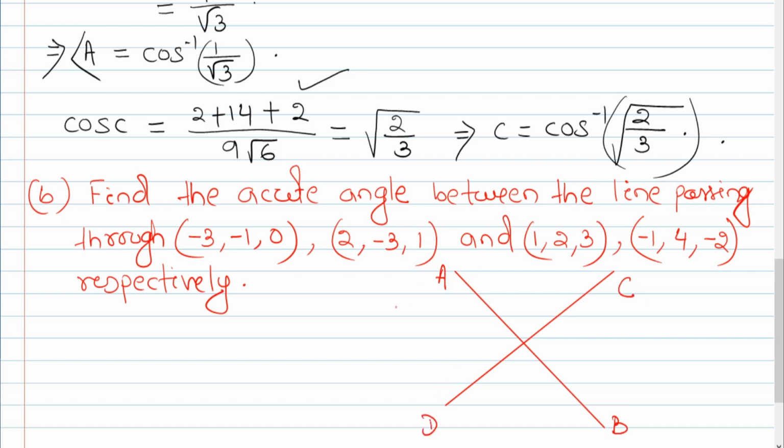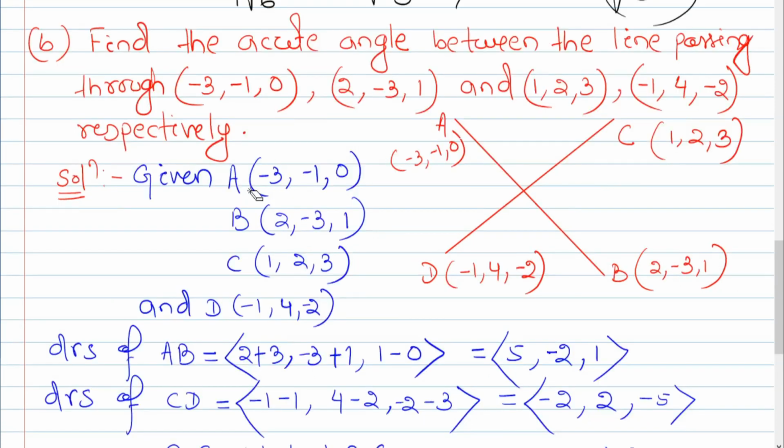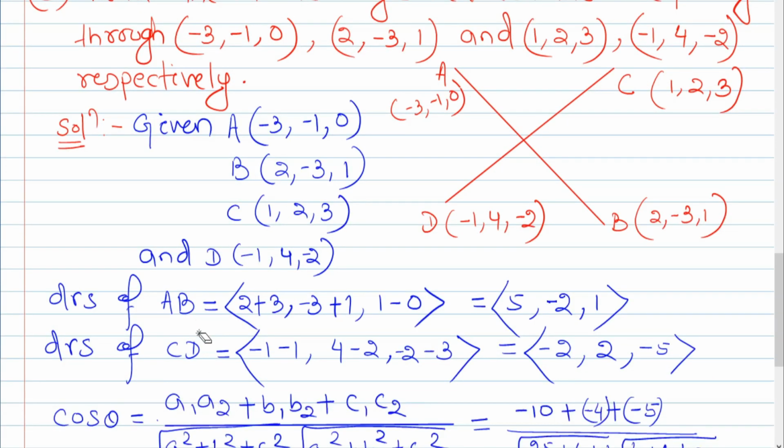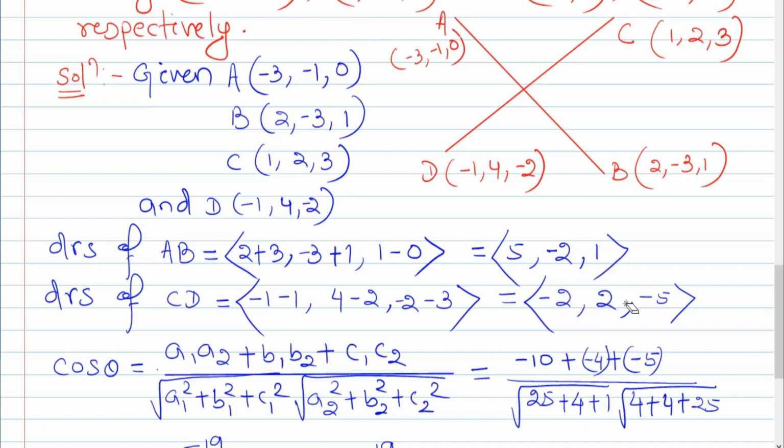So the coordinates given: A is minus 3, minus 1, 0. The coordinate of B is 2, minus 3, 1. So you can find the DRs of AB. And C has the coordinate 1, 2, 3 and D has the coordinate minus 1, 4, minus 2. Also you can find the DRs of CD. So first you write the given condition A, B, C, D, and then you find the DRs of AB: 5, minus 2, 1, and the DRs of CD: minus 2, 2, minus 5.